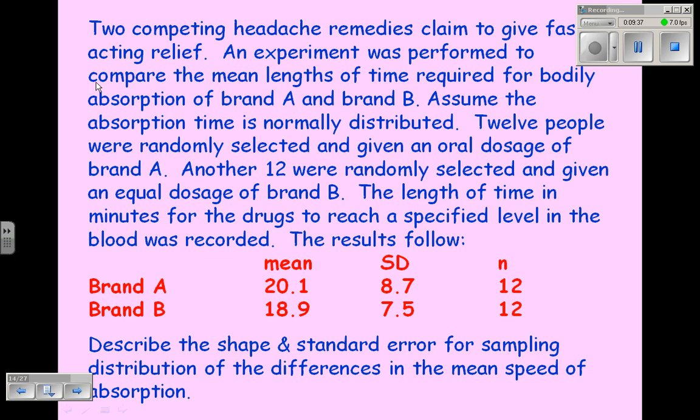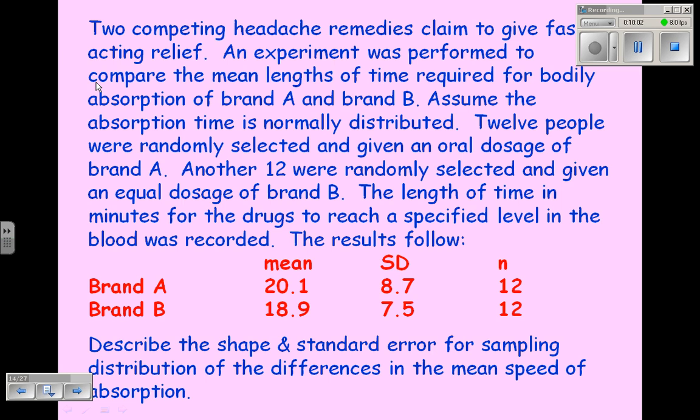All right, so here's an example problem. Two competing headache remedies claim to give fast-acting relief. An experiment was performed to compare the mean lengths of time required for bodily absorption of brand A and brand B. Absorption time is normally distributed. 12 people are randomly selected and are given an oral dosage of brand A. Another 12 are randomly selected and given brand B. And then here are the results.